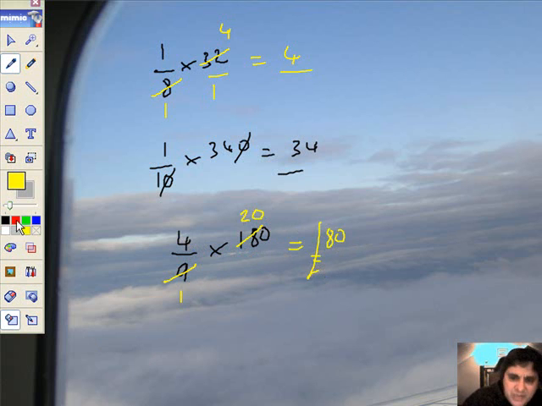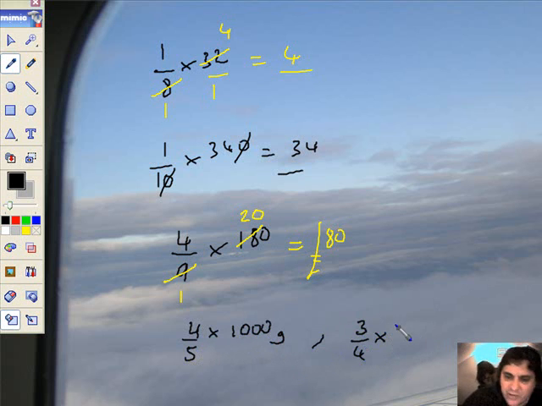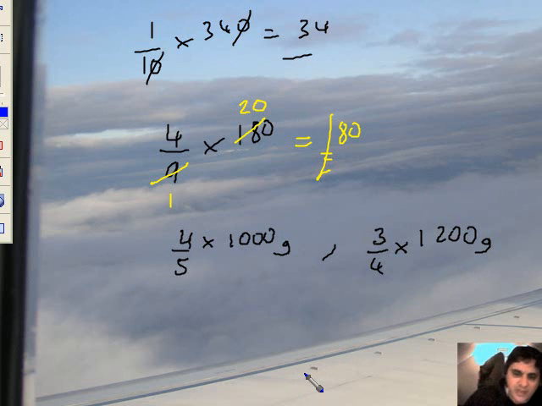Question 5. Which is bigger? So I've got 2 things to work out. I've got to work out 4/5 of 1 kilogram. We'll call it 1,000 grams. And the other one is 3/4 of 1.2 kilograms. In other words, 1,200 grams. So let's just play with that one.